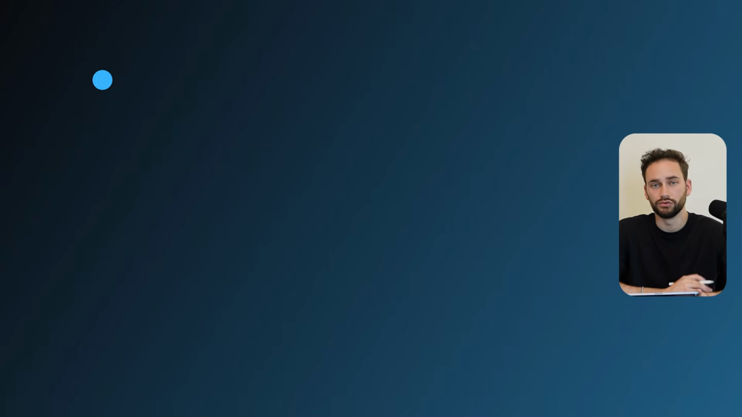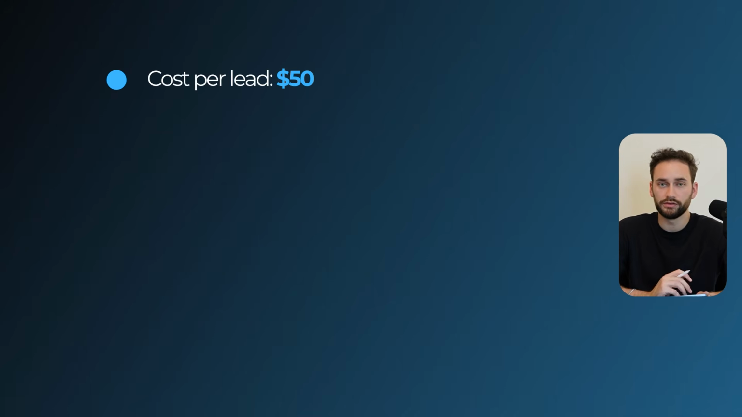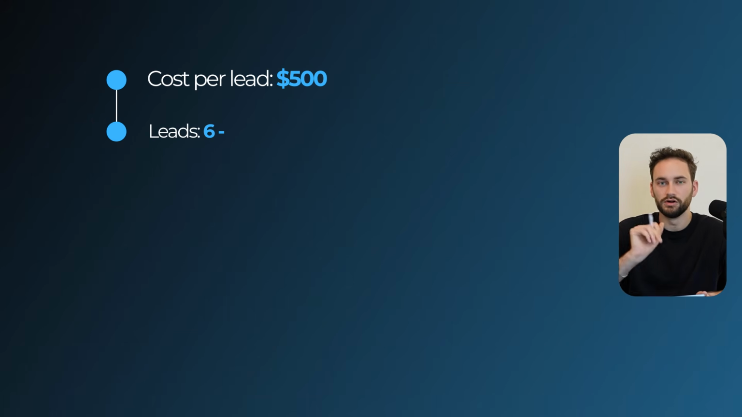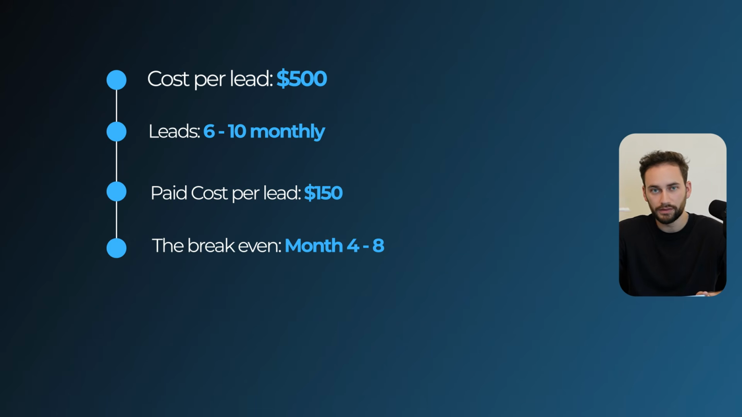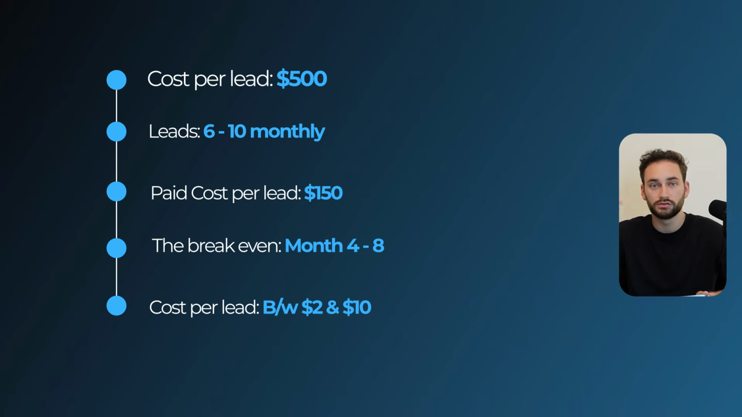So play it out with that pest control company. Let's say that their cost per lead with SEO at the start's $500. They get 6 leads a month, 10 leads a month. Let's say that their paid cost per lead's at $150. For them to break even, it might be month 4, month 6, month 8. But after that, their cost per lead can sink down to something like $10, $5, $2 even, depending on how much market share you own.